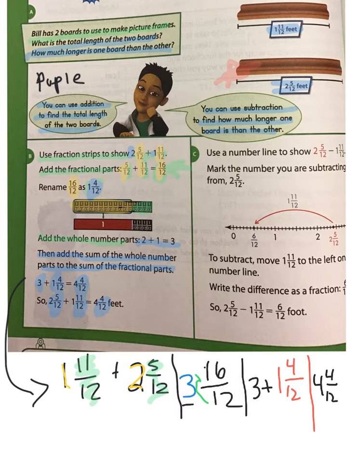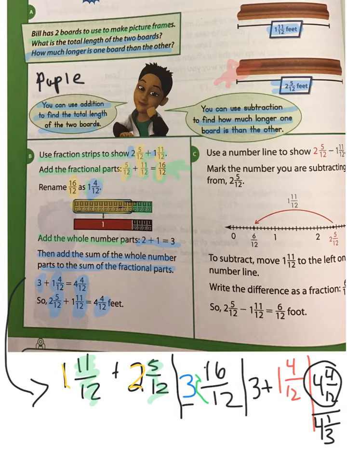And if I had to reduce it, I know that both numbers are multiples of 4. So 4 is going to be my whole number. If I divide both sides by 4, I'm going to get 1/3. You do not have to reduce all the way today. You just have to find this part of the answer.